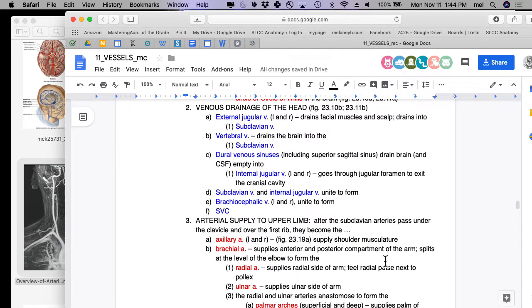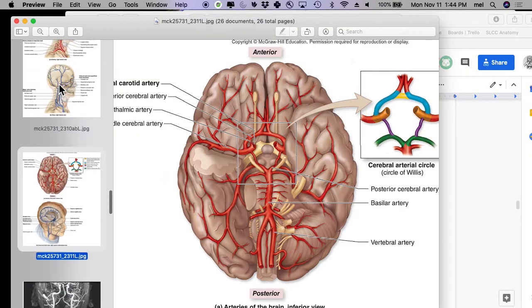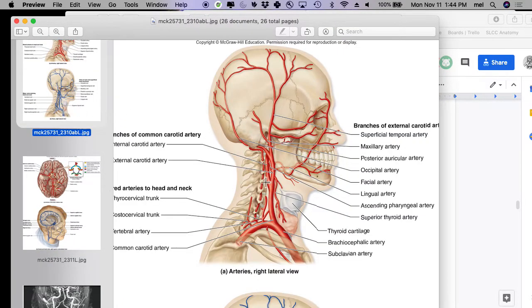Okay, so now venous drainage of the head. So all of the blood that's coming back from the head is going to ultimately end up in what vessel?